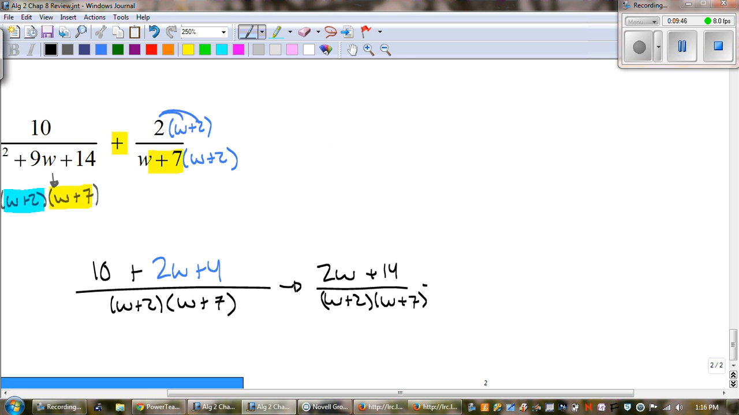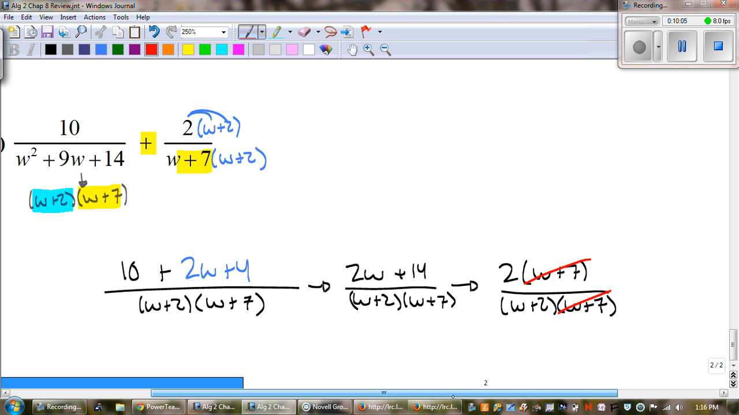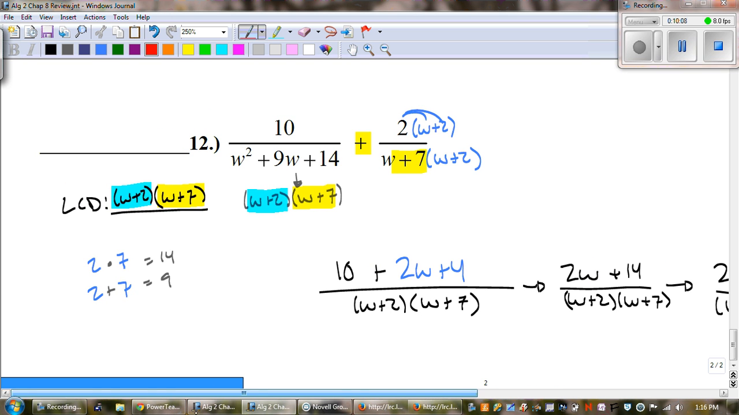And it's the same thing. Can we reduce or simplify the top? And I can take out a GCF of 2. I'm left with w plus 7. And then the bottom is w plus 2, w plus 7. Okay, cancel out, and what are you left with? Yeah, 2 over w plus 2. Can I cancel those 2's out? No, you can't do that.